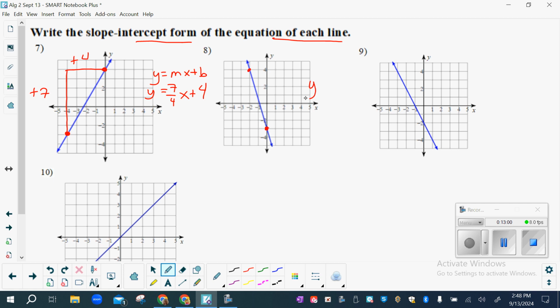So my equation is y equals, my y-intercept is -3, so I'm going to put a -3 in for that. And what's my slope? Up 7, left 2, right? So +7 over -2, so -7/2.